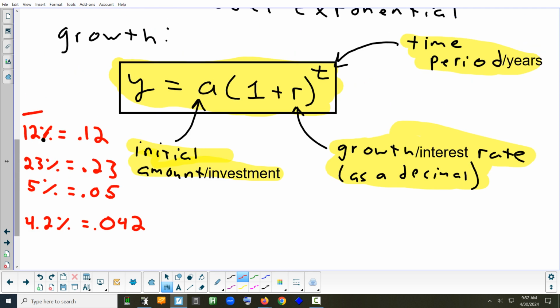Okay, so it's very important you do this when you fill in your R. If you don't, it'll come out wrong. It'll be 100 times too big. And then the last thing is T. That is the time. Generally, the problems we do, they're going to be measured in years. It doesn't have to be years, but we generally do years. So does everybody have that formula?